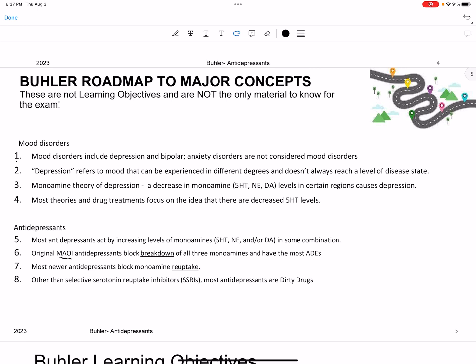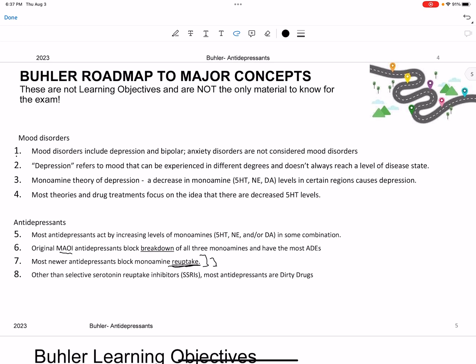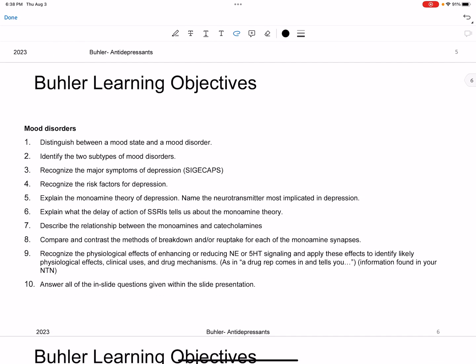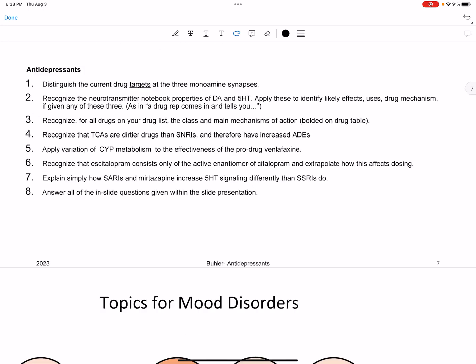And so when we talk about monoamine oxidase antidepressants, those are going to block the breakdown of all the monoamines. Newer antidepressants block the reuptake of different monoamines. And we try to be as selective as we can, like, can I block dopamine reuptake or can I block serotonin reuptake? But still, we can't just block one without blocking others. So these guys are always dirty drugs, which means they act at a lot of different pathways and receptors, even ones that we don't want.